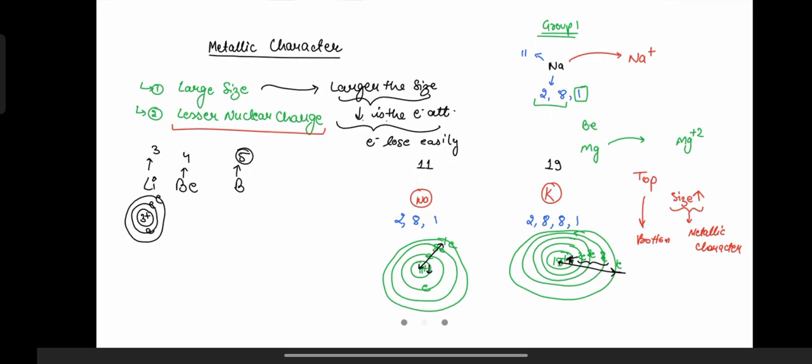Then let's talk about beryllium. There are 4 protons, then 2 electrons, and then again 2 electrons, right?